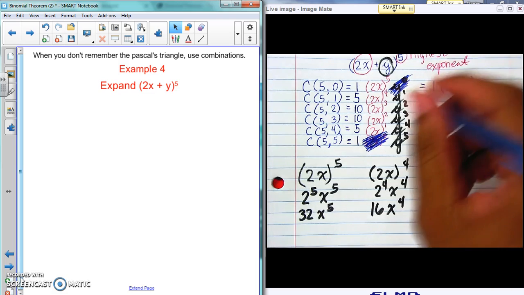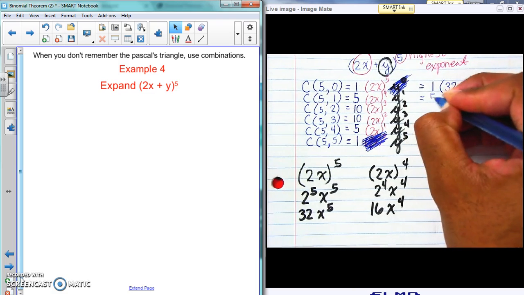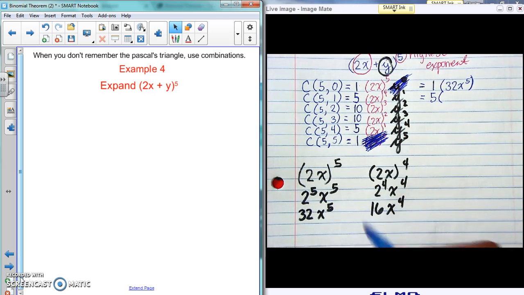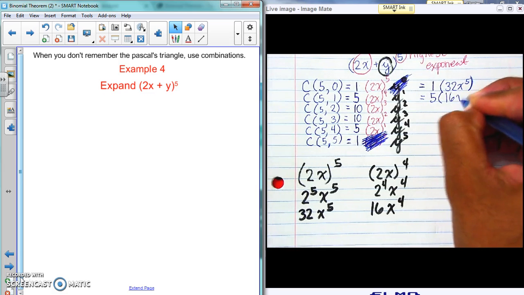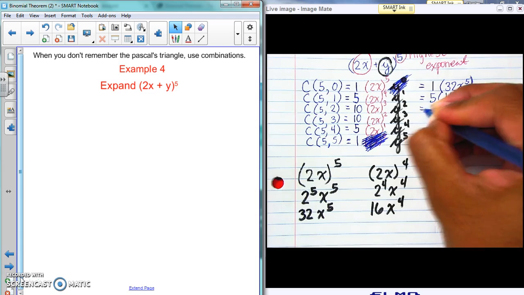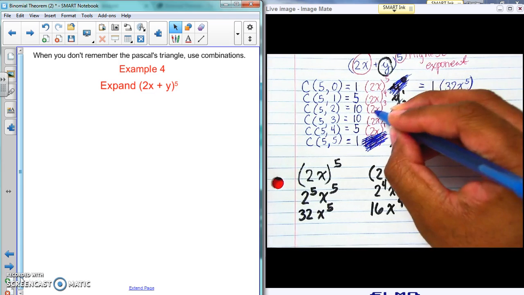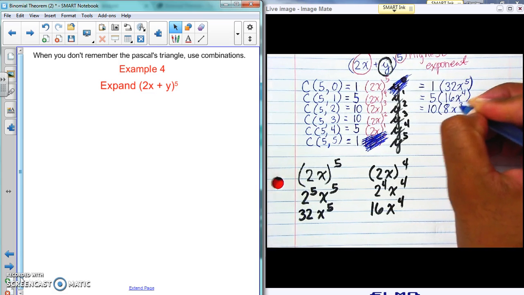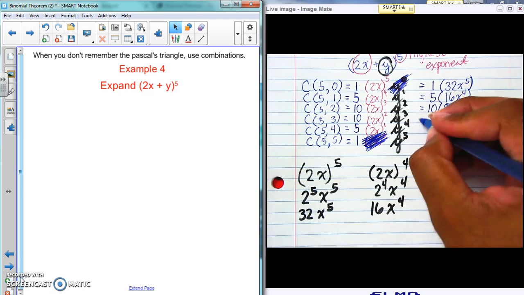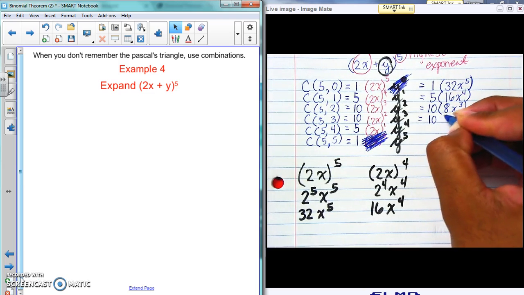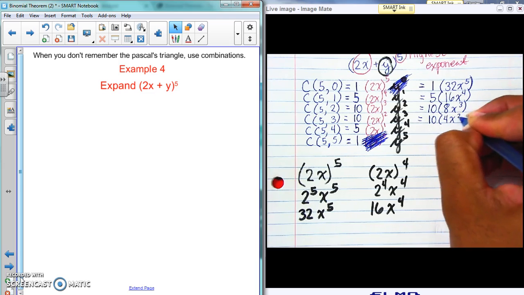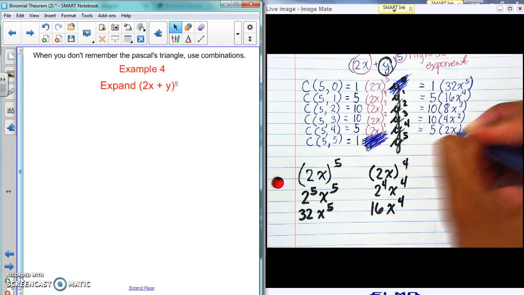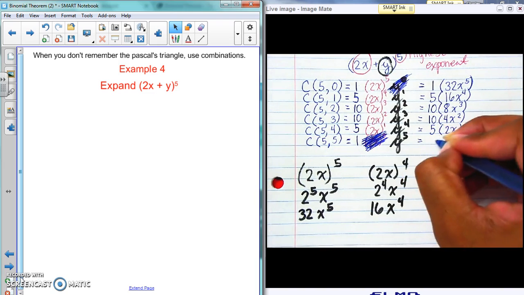And then the y is gone. Put 5. And again, instead of doing 2x to the 4th, we're going to go ahead and put down the 16x to the 4th. And then so on and so forth. So 10 here. Instead of putting 2x to the 3rd, we're going to go ahead and put 8x cubed. And I'm going to add the y's in a few minutes. All right, then we have 10, and that's 4x squared. It's 5, 2x. And then that's just 1 here.